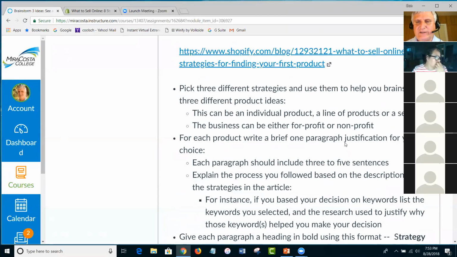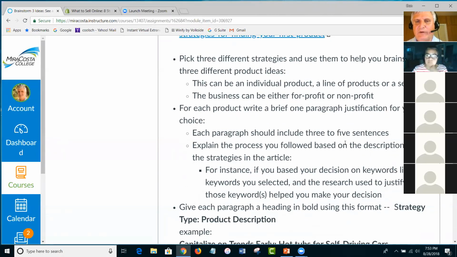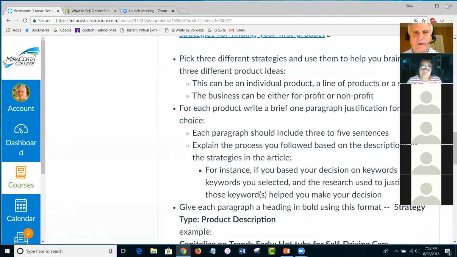So does this sound like something that is helpful for you and all of you in trying to make a decision on what to sell online? Yeah, I would agree. Okay.